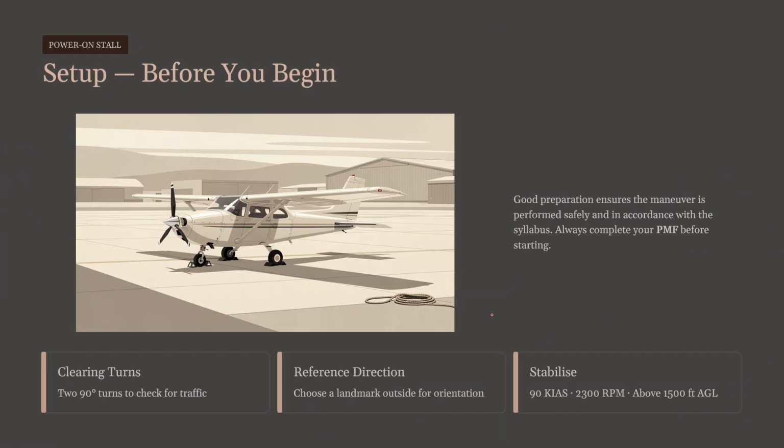Before starting the maneuver, we first complete PMF, the pre-maneuver flow, and two 90-degree clearing turns to check for traffic, of course. Then we choose an outside reference point so we can maintain heading. After that, we stabilize the airplane at about 90 knots and 2300 RPM and make sure we are above 1500 feet AGL. Cool. So once everything is stable, we are ready to begin this maneuver.